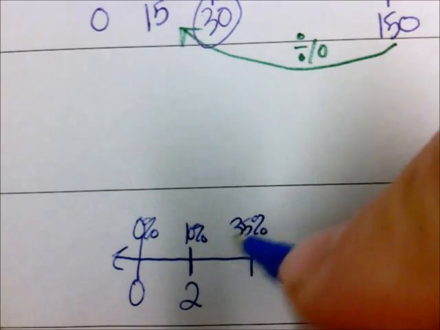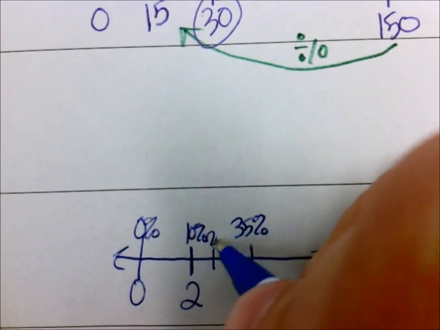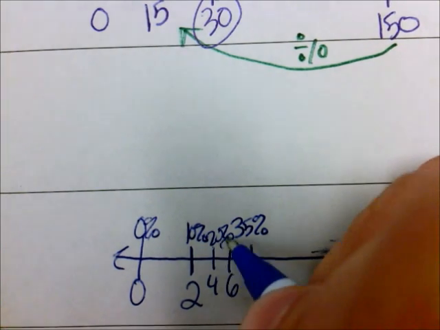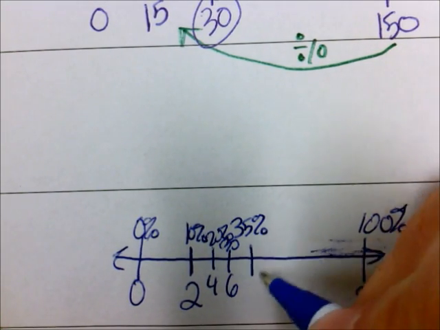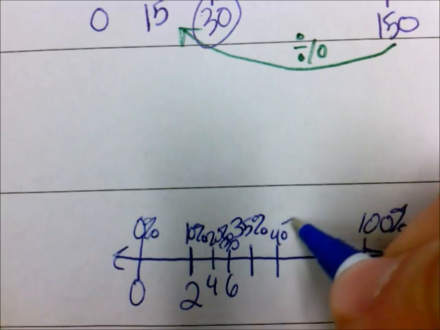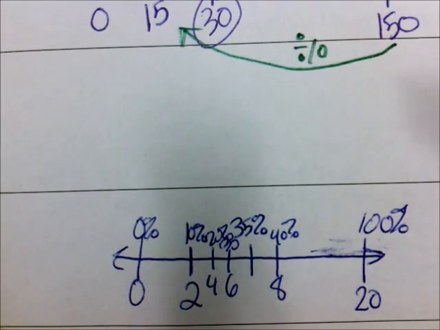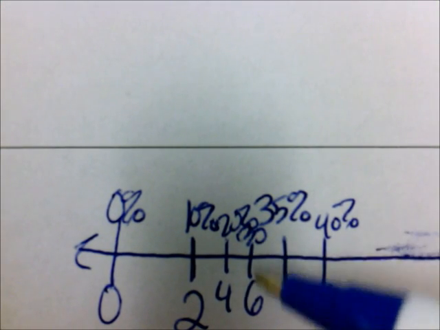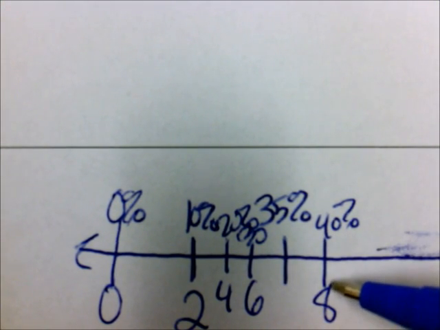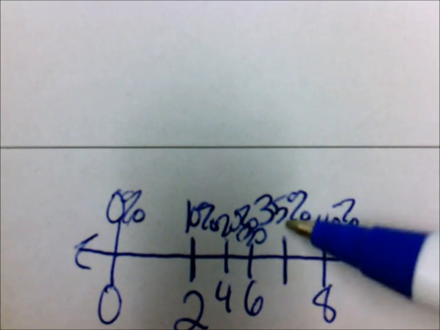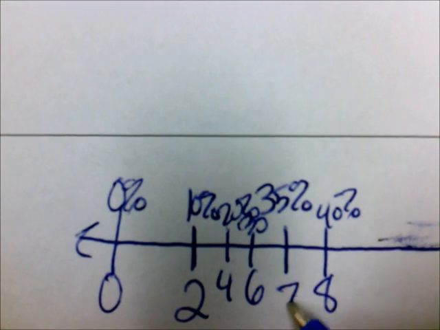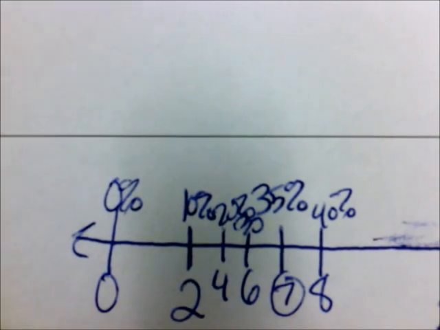I'll show both. If 10% is 2, 20% is 4, and 30% is 6. 40% is 8. Alright, I know my numbers are starting to get tiny there. Well, I have a 30 right here, which is 6. I have a 40, which is 8. Well, 35 is directly in the middle. So what's directly in the middle? 7. And I get my answer.